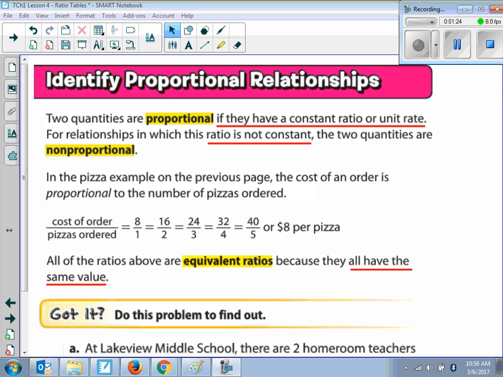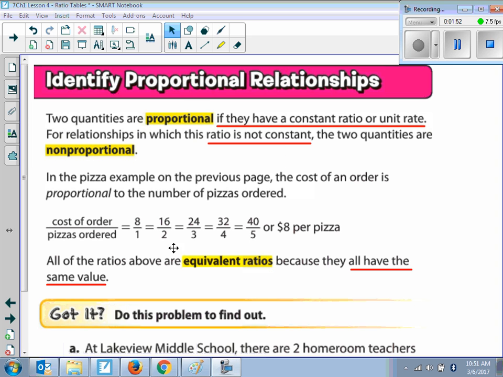So today we're looking at identifying proportional relationships. Please make sure you write down these definitions. Two quantities are proportional if they have a constant ratio or unit rate. For relationships in which this ratio is not constant, the two ratios are non-proportional. So when I say constant, that means they are equal all the time.